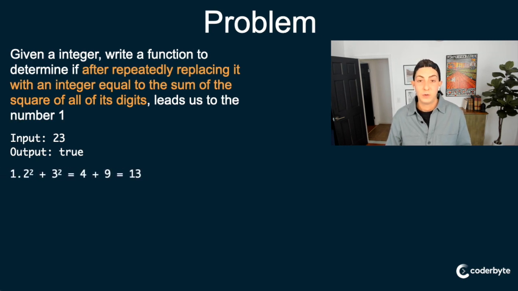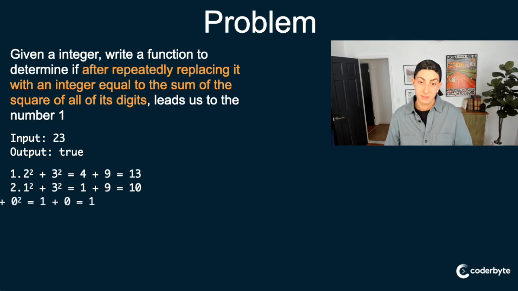First we take the square of each digit in the integer that we were given. So 2 squared is 4, 3 squared is 9, 4 plus 9 is 13. Then we do it again. 1 squared is 1, 3 squared is 9, 1 plus 9 is 10, so we get 10. Let's do it again. 1 squared is 1, 0 squared is 0, that equals 1. That's why the output is true, because ultimately it leads us to the number 1 after squaring each digit of every integer that we can until we get to 1. So let's look at an example where it doesn't lead to 1 and where our output would be false.